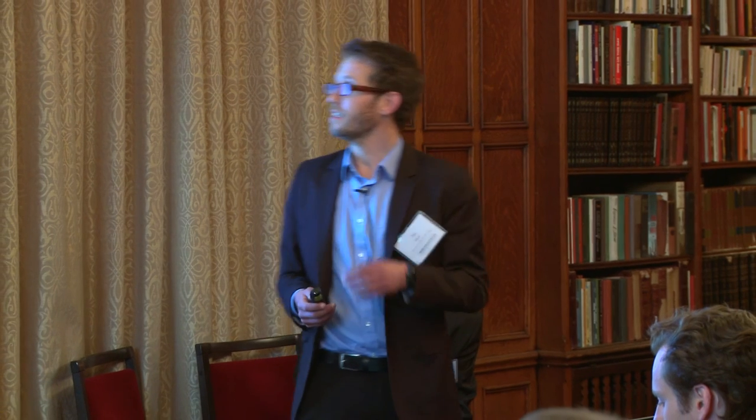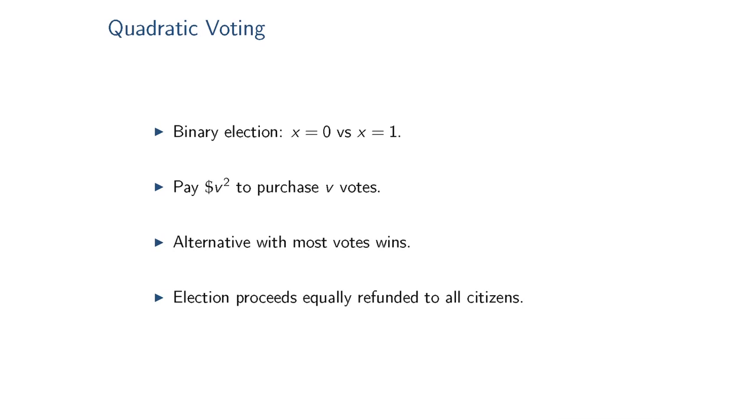So, okay, let's think about quadratic voting. Just to set up our notation in comparison to the other notation that you've seen, we've got a binary election. X could be 0 or 1, okay? You pay V squared dollars to purchase V votes. Once those votes are purchased, the alternative with the most votes wins the election. And the election proceeds are refunded equally to all citizens.